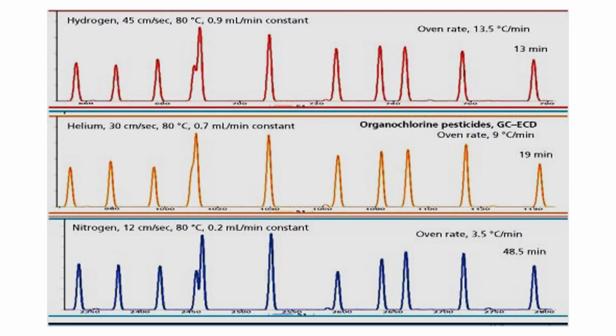So this is a comparison of the runtime where different carrier gases were used for the same analysis. When nitrogen gas was used, the velocity was 12 centimeters per second at 80 degrees Celsius and the flow rate was 0.2 ml per minute. That was constant. So the runtime was 48.5 minutes, whereas for helium it took only 19 minutes and for hydrogen it took only 13 minutes.